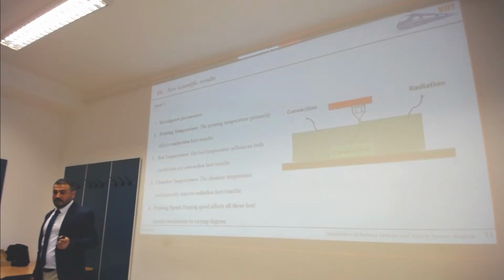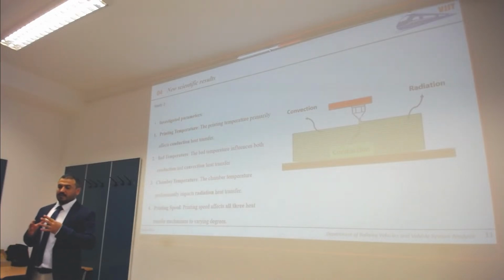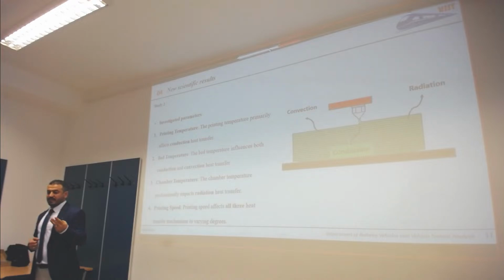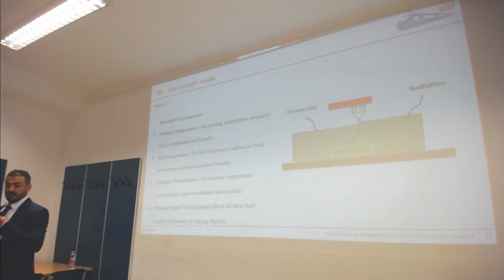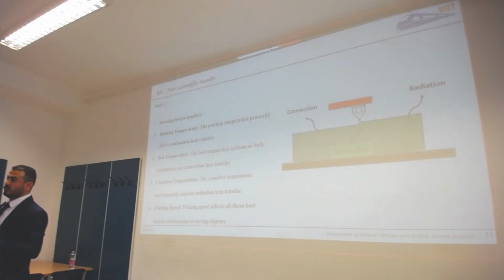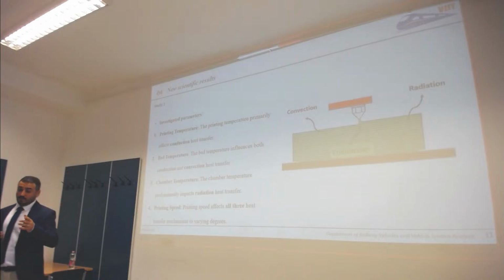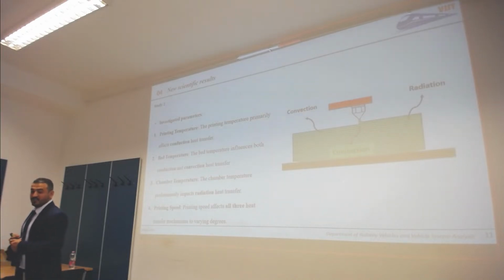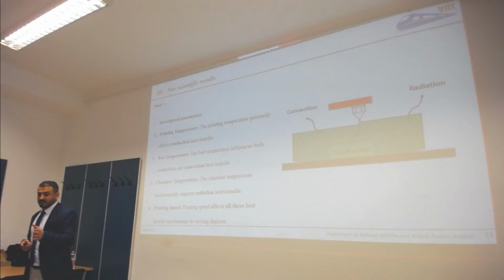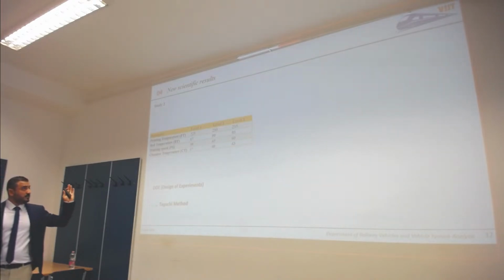For the second study, I investigated only the thermal parameters. As we know, heat transfer can be done through 3 mechanisms: conduction, convection, and radiation. So I used printing temperature to control the conduction heat transfer, the bed temperature to control the conduction and convection heat transfer, the chamber temperature to control the radiation heat transfer, and printing speed to control the 3 heat transfer mechanisms. For this study, I used 4 different parameters with 3 levels.